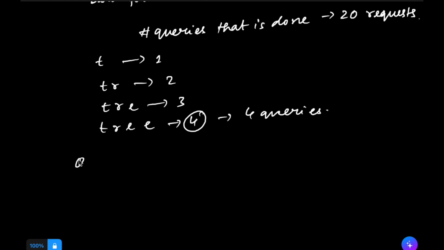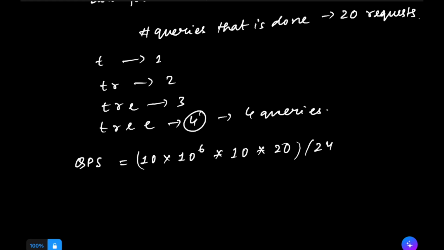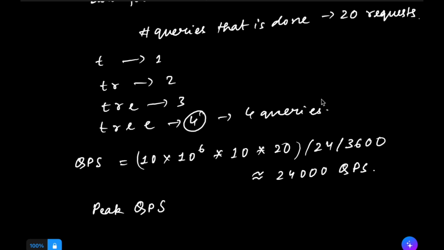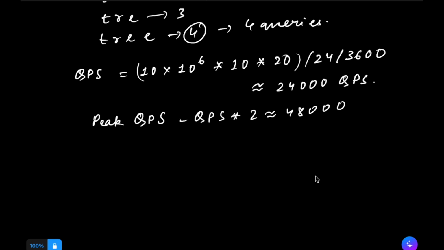So let's calculate the queries per second. We have 10 million daily active users, 10 into 10 to the power 6, with 10 queries per day. For each query, the number of requests being sent is 20. Calculated per day, then per hour, and then per second, this turns out to be approximately 24,000 queries per second. The peak queries per second is approximately 48,000, and let's say 20% of the daily queries we have are new.